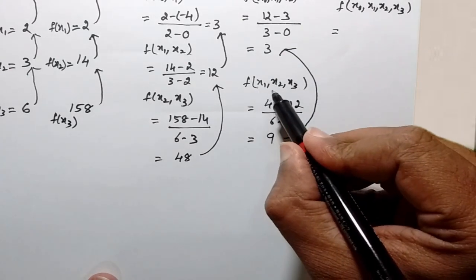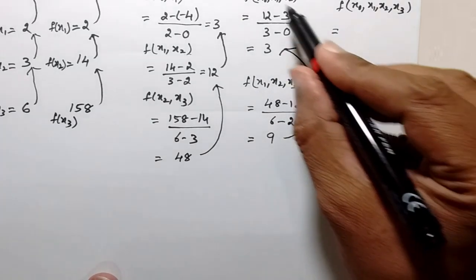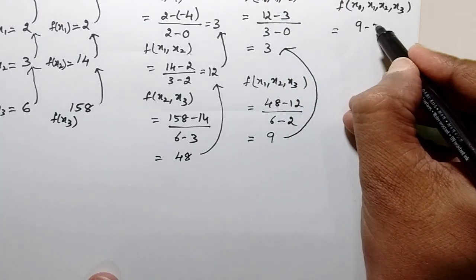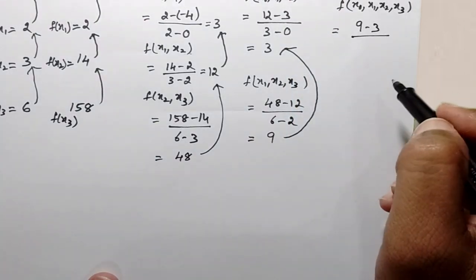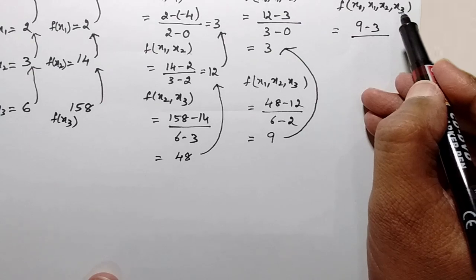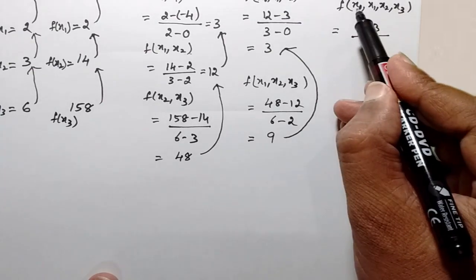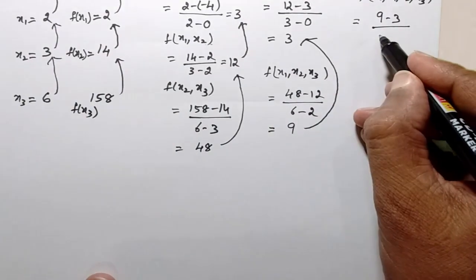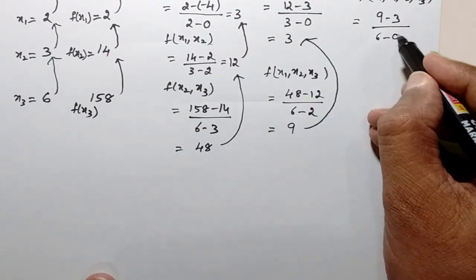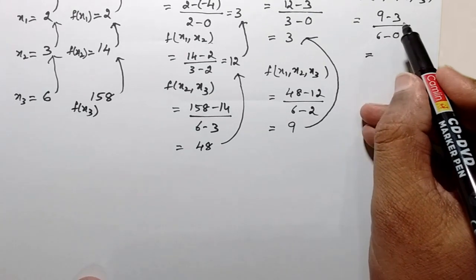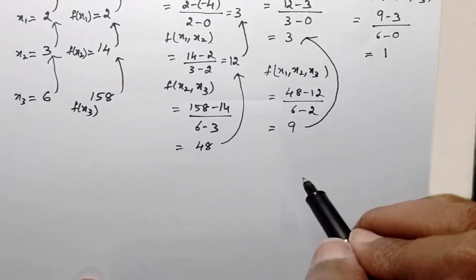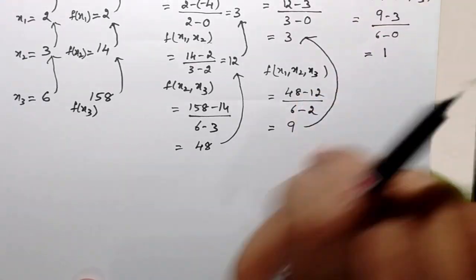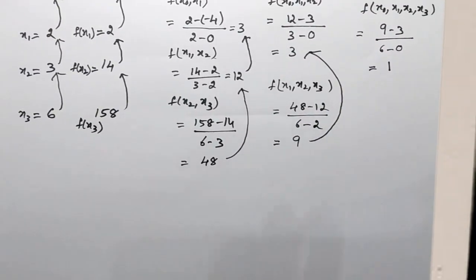That means f of x1, x2, x3 minus f of x0, x1, x2. That is 9 minus 3, divided by the final value minus the initial value, x3 minus x0. The x3 value is 6, minus the x0 value, which is 0. So 9 minus 3 is 6, and 6 by 6 will be 1. So you got only one single value. That will be the last divided difference.